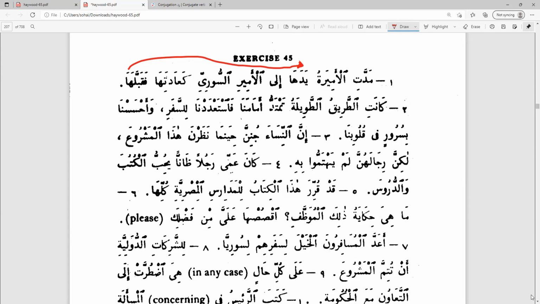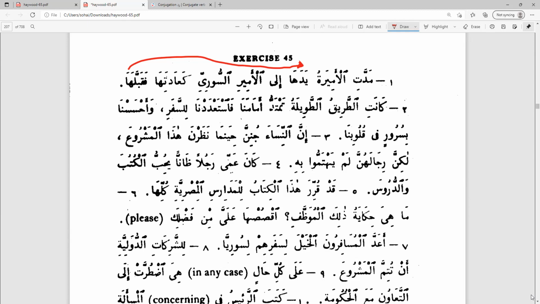Tamtaddu is what, sir? To stretch. This is intransitive, it doesn't need an object. Oh, okay. So the long road was stretched amamana, in front of us. The long road was stretched in front of us.